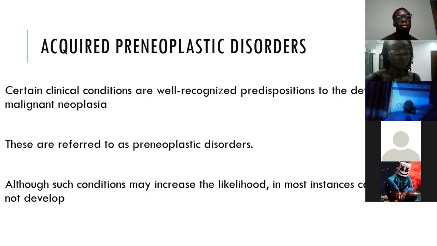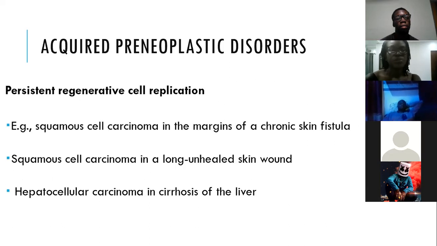Okay. Then we also have what we call pre-neoplastic disorder. So pre-neoplastic disorder is a condition that precedes the development of cancer. So, for example, persistent regenerative cell replication. So for example, you have a skin wound. You keep scratching the surface of the wound, then it will heal, then you scratch, then it will bleed, it will start healing again. What happens is that with the repeated regeneration and proliferation, you tend to have uncontrolled cell division, and that can lead to cancer.